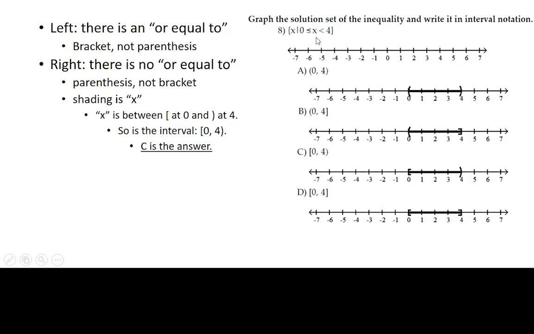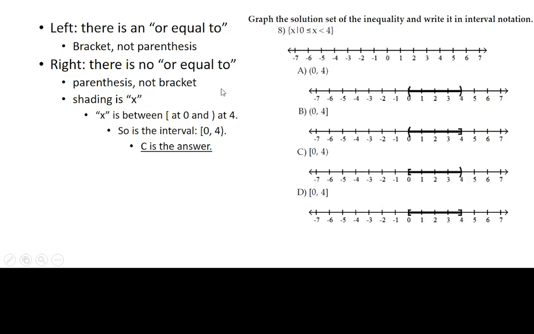Well, whether or not there's an or equal to tells us whether we use a bracket or a parenthesis. If there is an or equal to, it's a bracket. If there's not an or equal to, it is a parenthesis. So at 0, there is an or equal to, so that's a bracket. At 4, there is no or equal to, so that's a parenthesis.